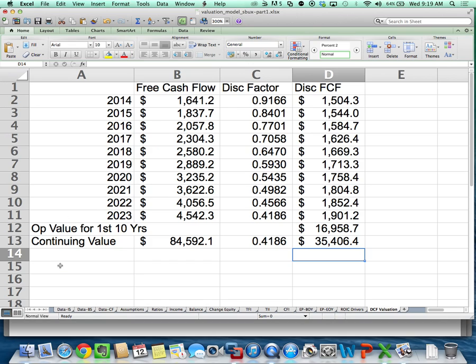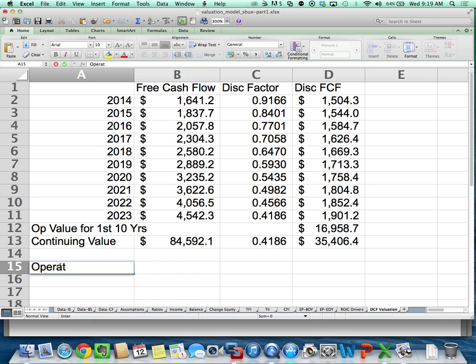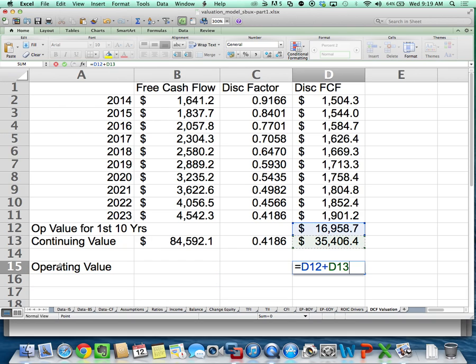So what I'm saying is that the operating value of Starbucks is the sum of those two items, or, assuming my forecast is true, approximately $52 billion. So that is the value of Starbucks running its stores.